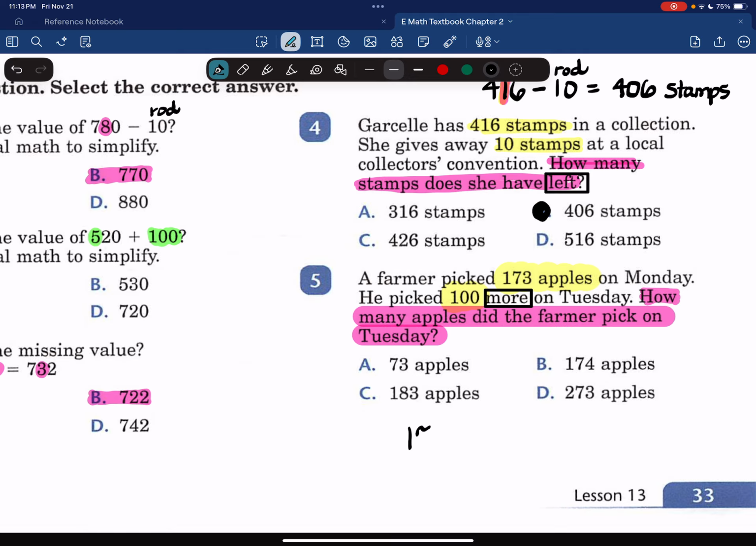So I have 173 plus a flat. Okay, there's the flat. And the flat's place is right there. So we're going to add to that to get 273 apples. I don't like that question. To me, it's not worded correctly, but maybe it's just me. But you would want to choose D as in dog.